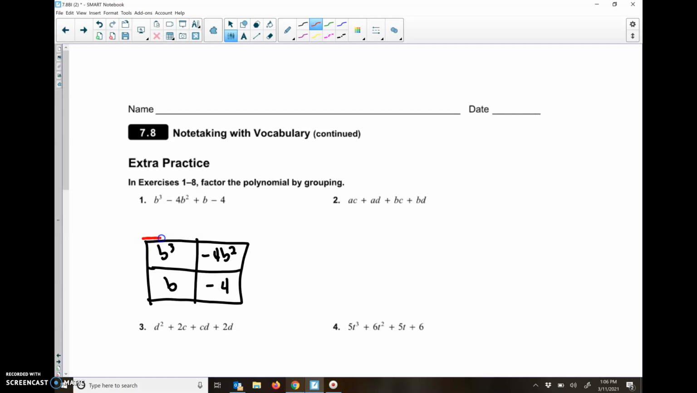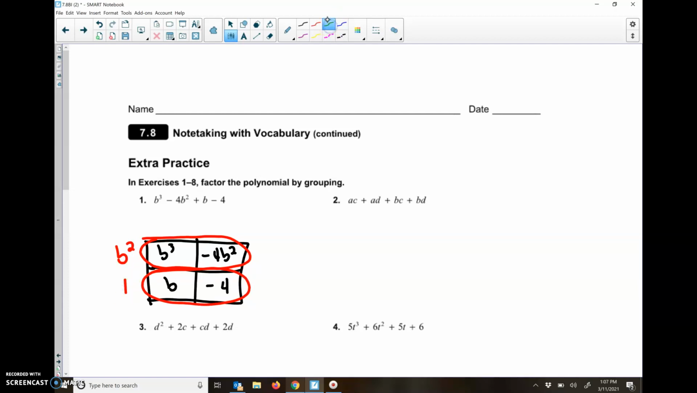So I'm going to take my greatest common factor of these two, and I'm going to put it here. So my greatest common factor of b to the third and negative 4b squared is b squared. Same thing here. My greatest common factor between b and negative 4, well, they don't really have a common factor. One's a letter, one's a number. So greatest common factor is just 1.